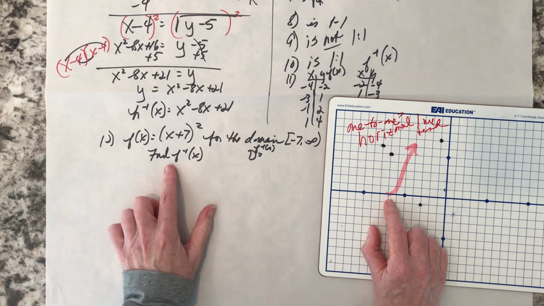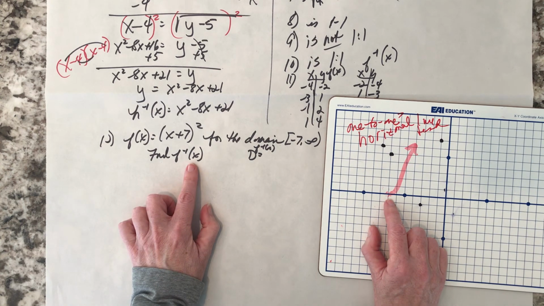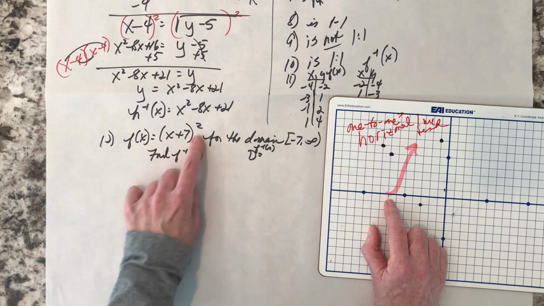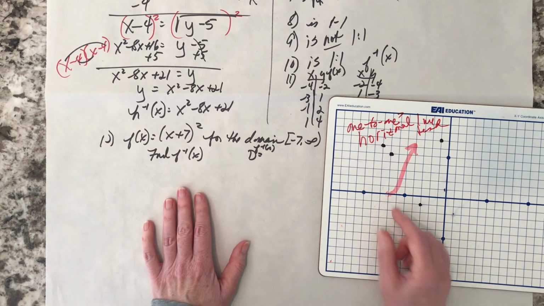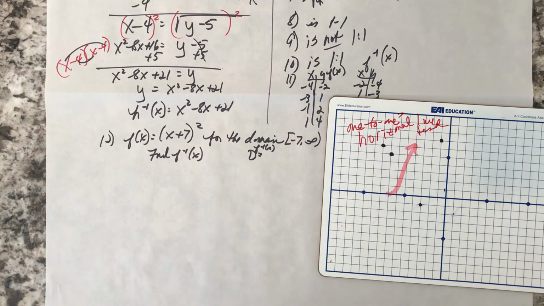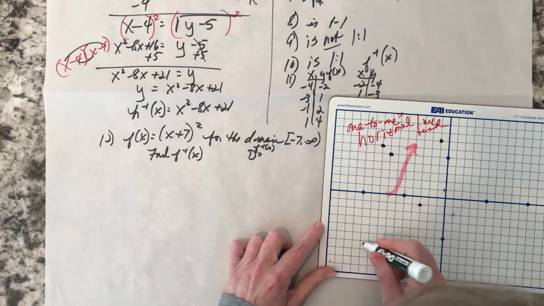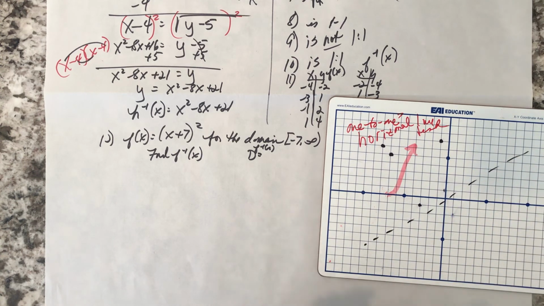They're asking us to find the inverse of that, and we could certainly do the whole thing where we write y equals (x + 7) squared, and we could swap them out, and I will do that in a minute. But I want to show you that probably for some of you it's just easier to do an inverse kind of thing.